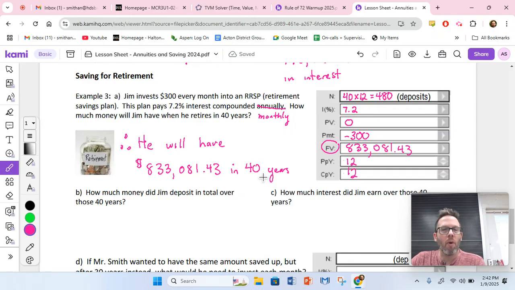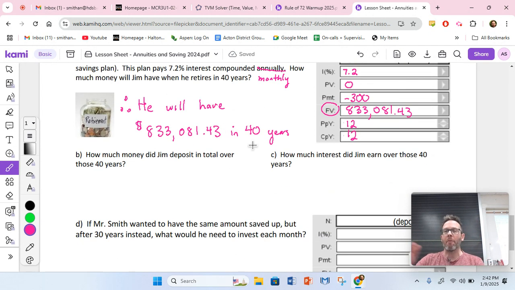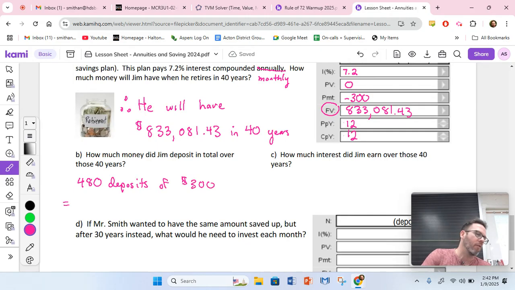Now you might think, well, that is a lot of money, but $300 a month is also a lot of money. That is a big sacrifice. Well, we can make an apples to apples comparison here. How much did Jim deposit over those 40 years? Well, he made 480 deposits of 300. Well, how much is that? Just multiply on your calculator. 480 times 300. $144,000.